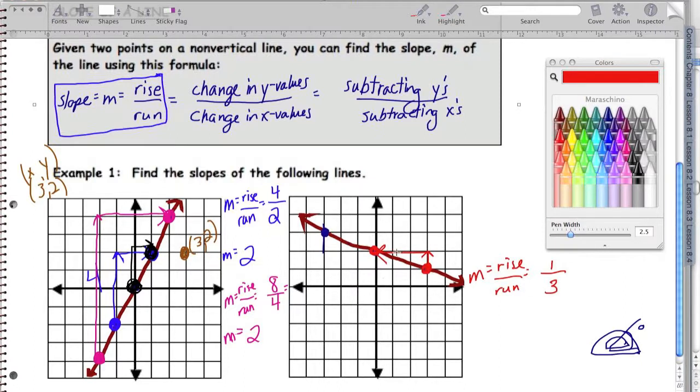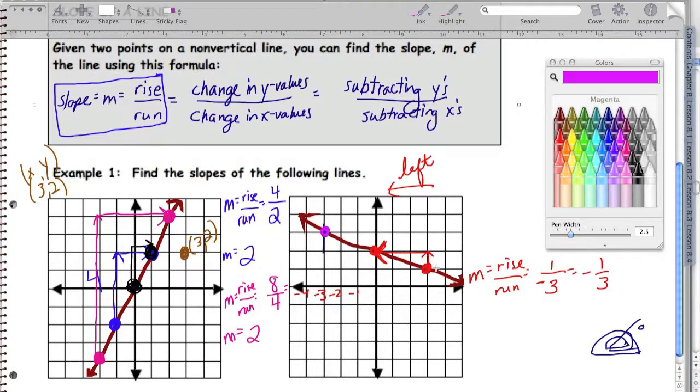And now my run is going to be 1, 2, 3. But you want to add something. In this case, I went to the left, okay? Meaning I'm going towards the negative values, negative 1, negative 2, negative 3. I didn't get into the negative values, but I'm going in that direction. So that means I have to make this a negative 3. Okay, so I went up 1 towards the positive y's, that's positive 1, but then to the left, 3. Okay, so my slope, the negative can go either with the numerator or denominator. I get negative 1/3.